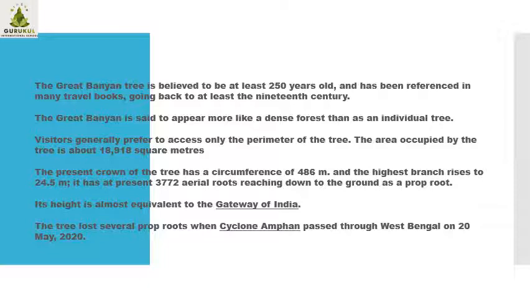The presence of the crown. Crown, all of you know, is the part where there are leaves, the topmost part of the tree. The present crown of the tree has a circumference. All of you have learned geometry, so all of you are aware what circumference is. So the circumference is 486 meters. How wide it is, you can imagine. And the highest branch rises to 24.5 meters. Almost like a big tower it is.